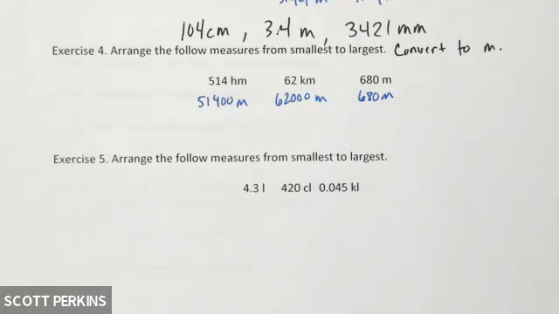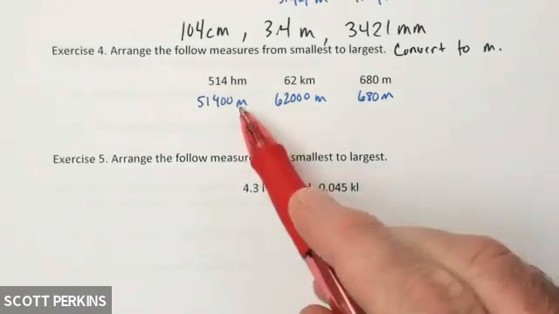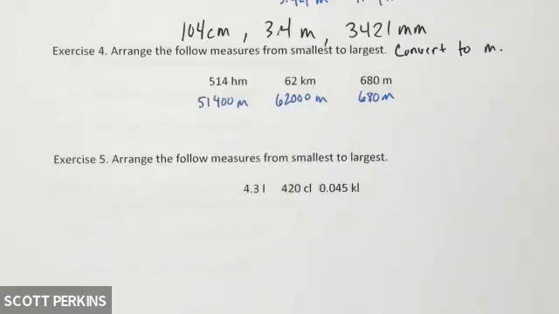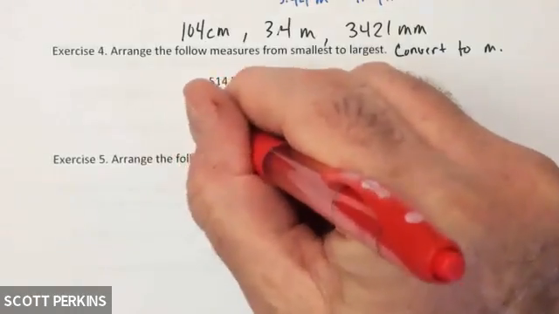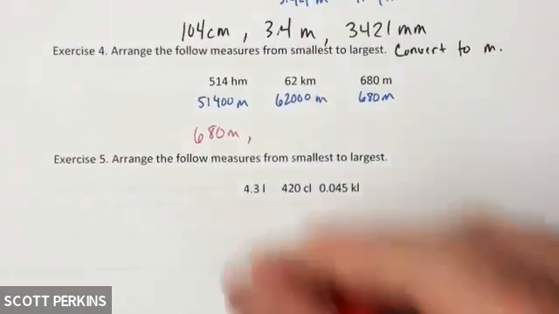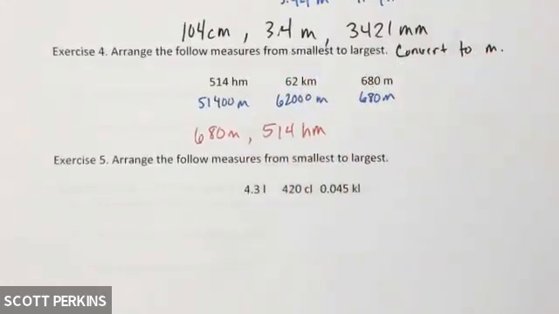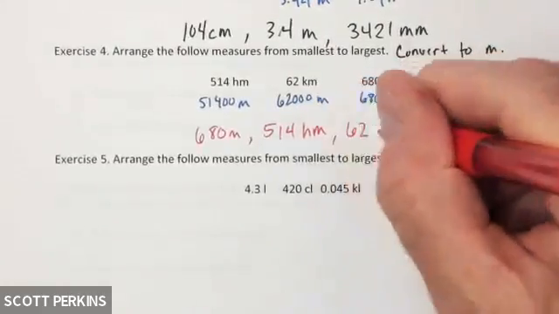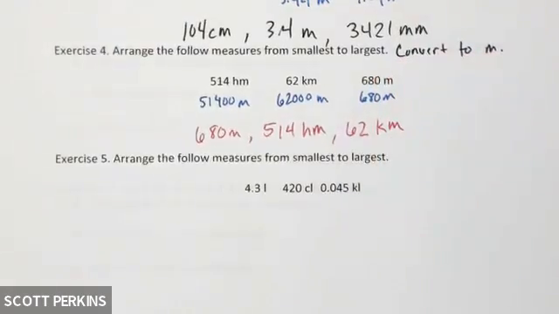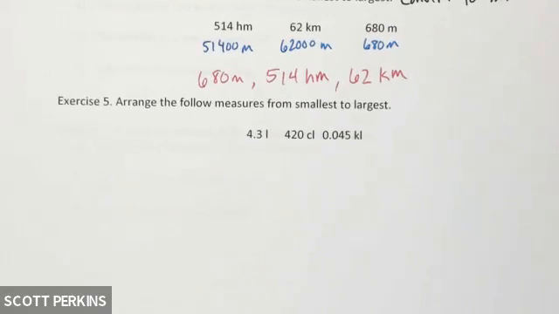And so going from smallest to largest now, they're all in the same unit, so I can now accurately compare them. The 680 meters is the smallest one. The 514 hectometers is the next one. And then the 62 kilometers is actually the largest of those 3 distances. All right, last one. Convert those to liters, it doesn't really matter, and we'll see how it goes.